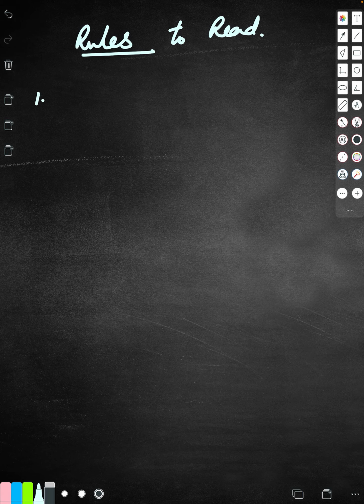The first rule, you have to learn the values. You should know that I represents 1, V represents 5, X represents 10, L represents 50, C represents 100, D represents 500, and M represents 1000. Now the rule 1 says, when a smaller number is placed on the right of the bigger letter, it means addition.